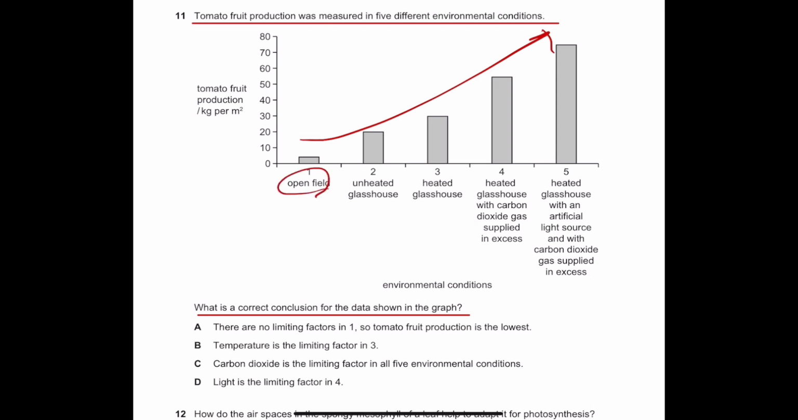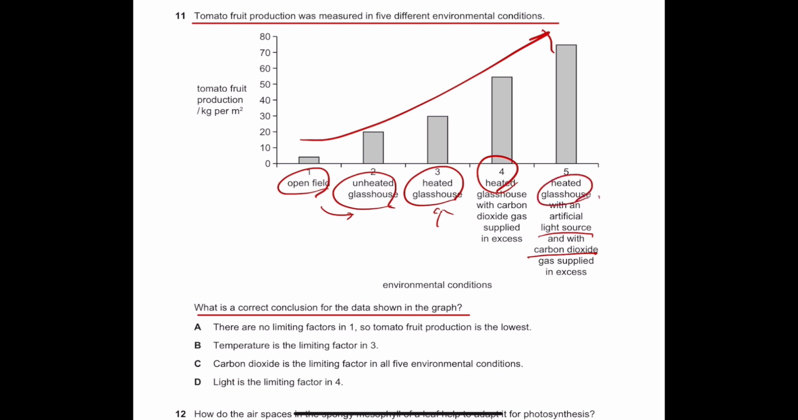Starting from the open field, it goes to unheated glass house, and then tomato fruit production of the heated glass house is shown as well. The heated glass house with carbon dioxide gas supplied in excess shows quite a bit of tomato fruit production. But the highest one is from the heated glass house with an artificial light source and with carbon dioxide gas supplied in excess.